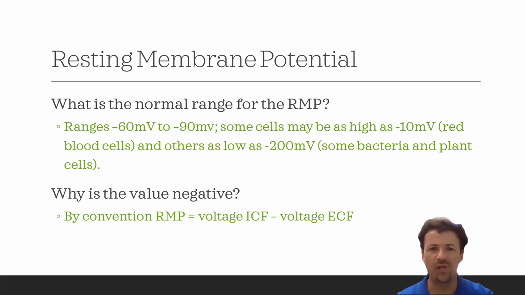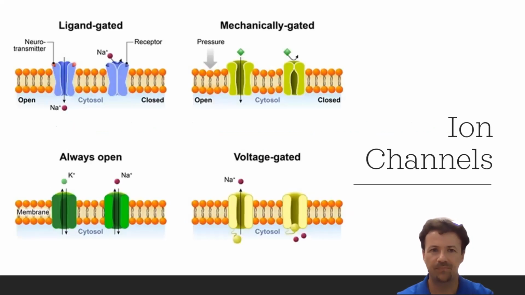Why is the value negative? Well, this is a convention and it reflects the fact that the inside of the cell is negative. And in fact, it reflects the fact that when we measure it, by definition, we'd say it's the voltage on the inside of the cell minus the voltage on the outside of the cell.